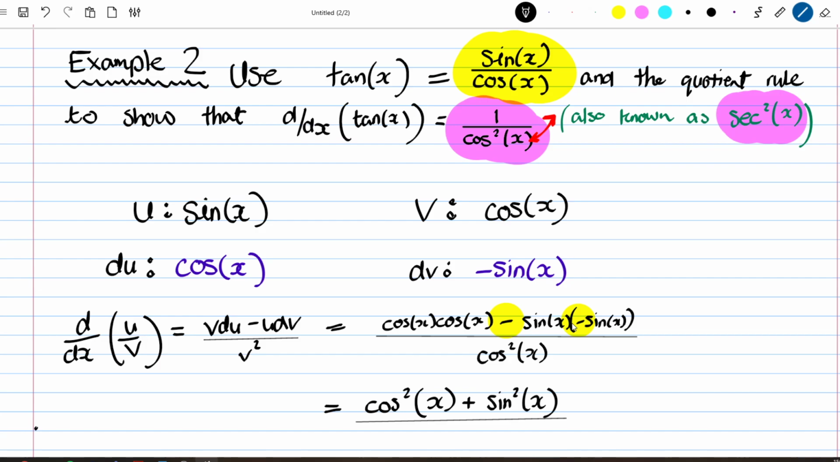Now it doesn't really matter which way around that it's written. Cos squared plus sine squared, sometimes referred to as sine squared plus cos squared, is equal to 1. And there's our derivative.